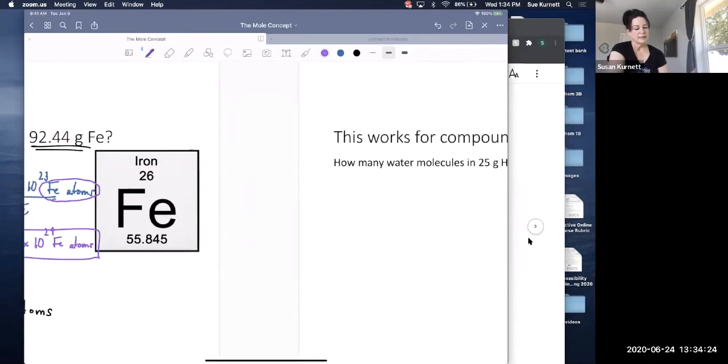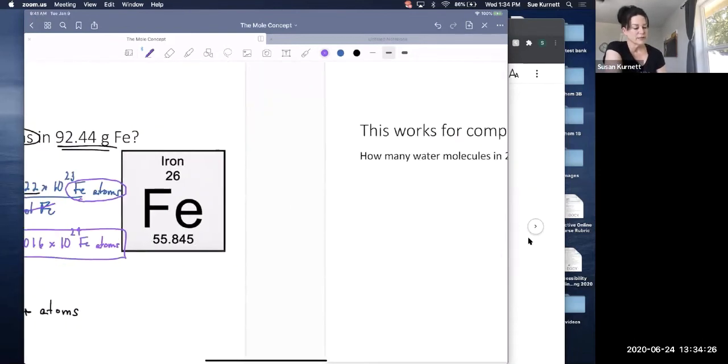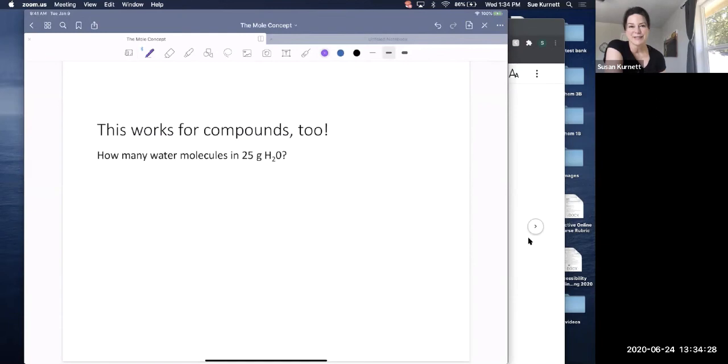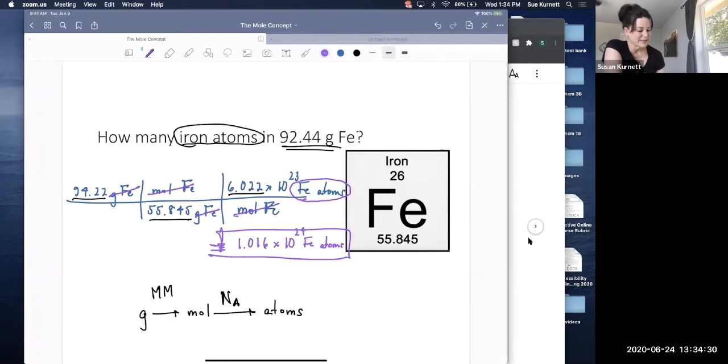All righty, back the other direction. Oh, nope, not the other direction. This works for compounds too. So here, to get from grams to moles, I needed a molar mass. And we had the molar mass for the element, for atoms, on the periodic table.